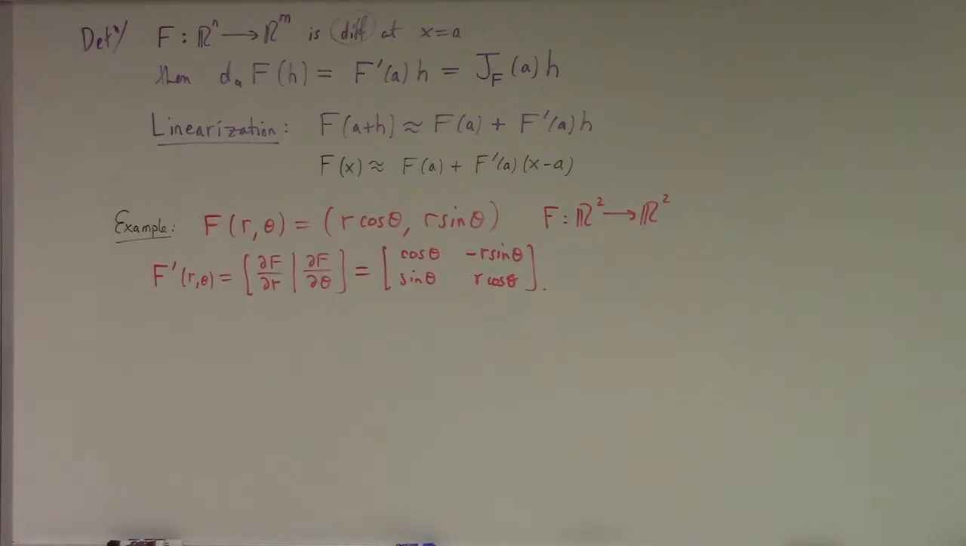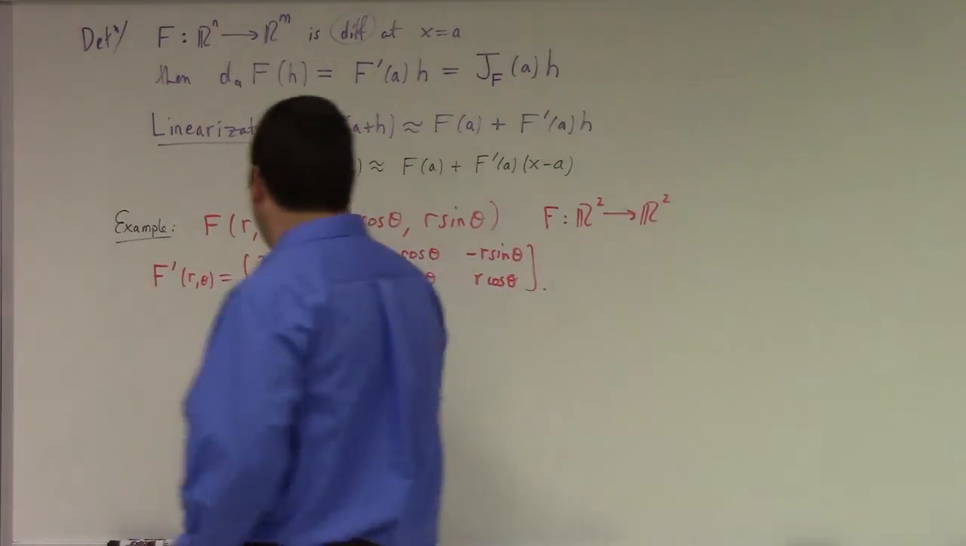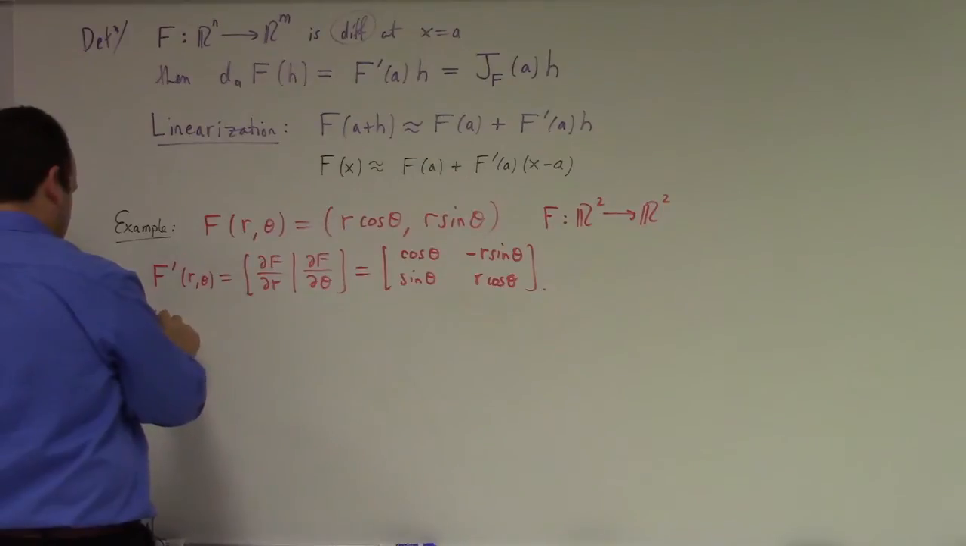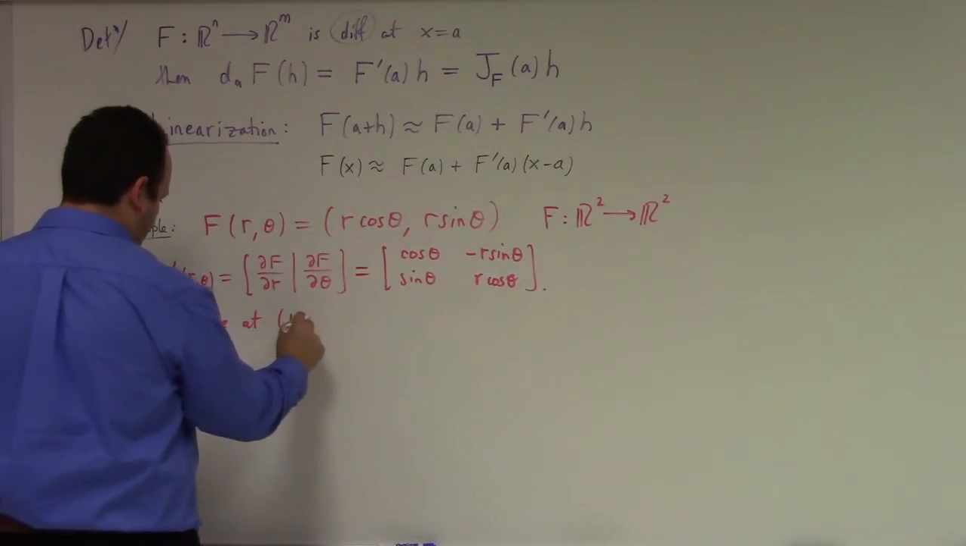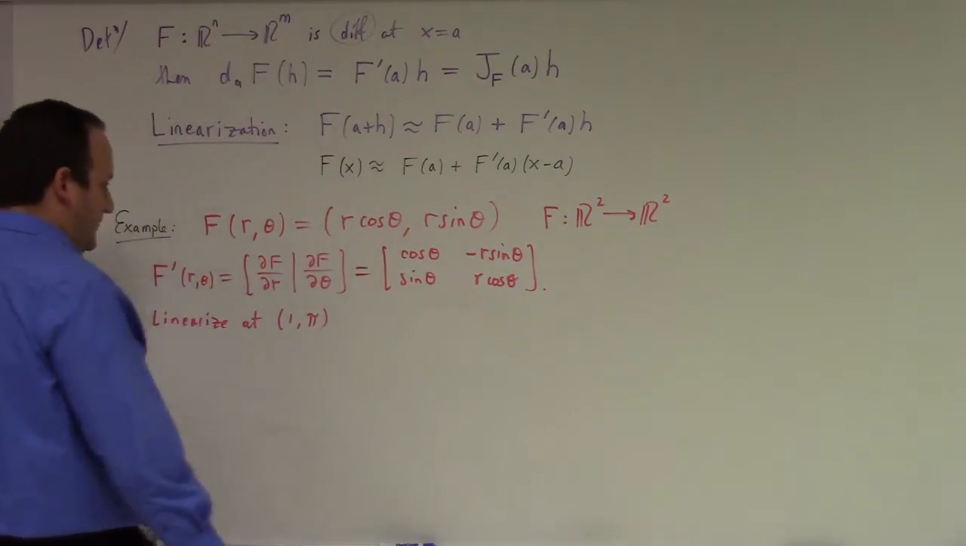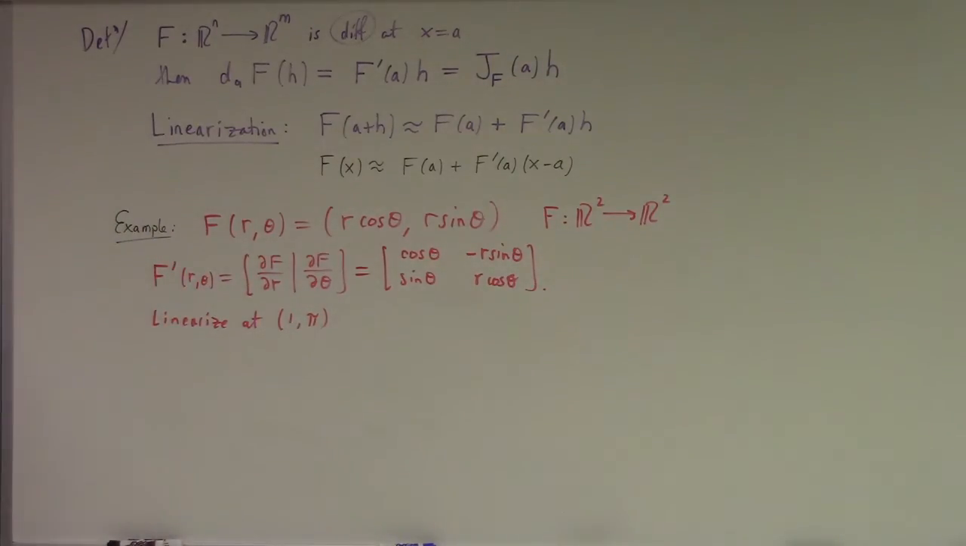Now you guys pick a point where you want me to linearize it. 1, pi? Okay. That's good. I was hoping you wouldn't say 0. 0, that I don't know about. I mean, well, I know about it. I mean, I can do it at 0. It's just, there's something kind of pathological about 0, right?